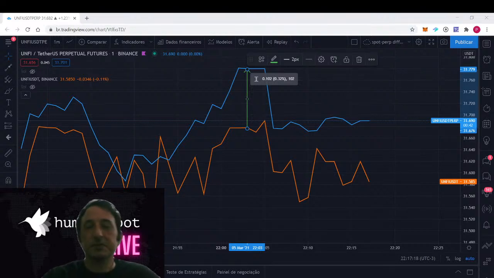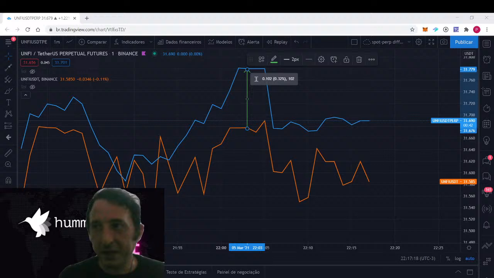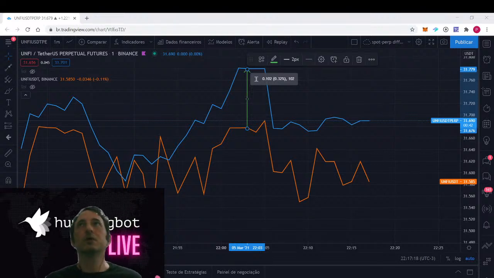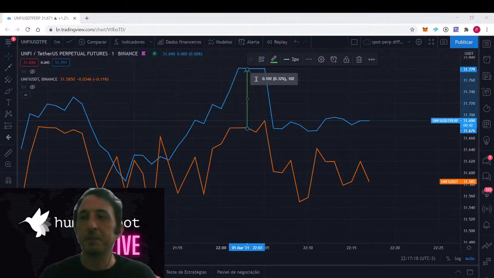The next question is about the funding rate. As everyone knows, every set period of time, in the case of the Binance Perpetual every 8 hours, there will be a funding rate payment.